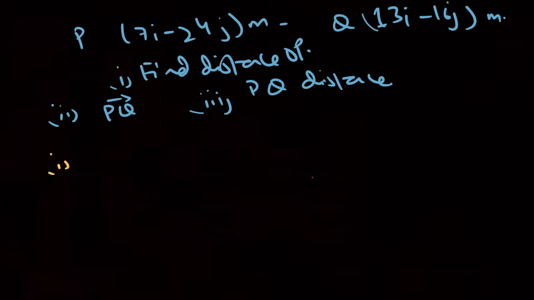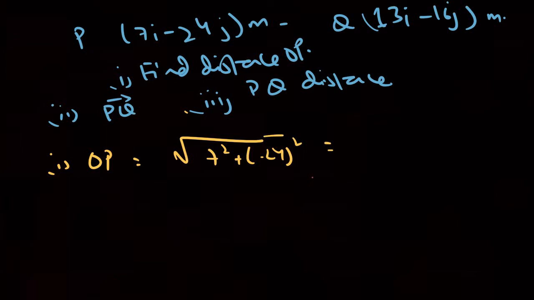Okay, starting with the first one, the easier part. It says we have to find the distance OP. So how will we find the distance OP? It is equal to the root of 7 squared plus minus 24 squared. So it is root 49 plus 576, and we are getting a final value of 25 meters.